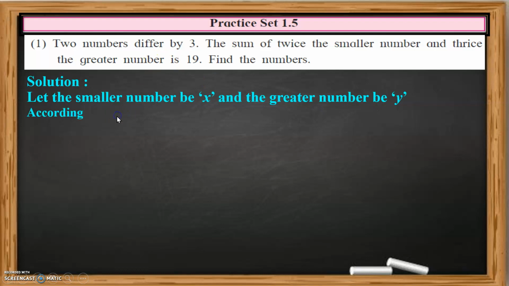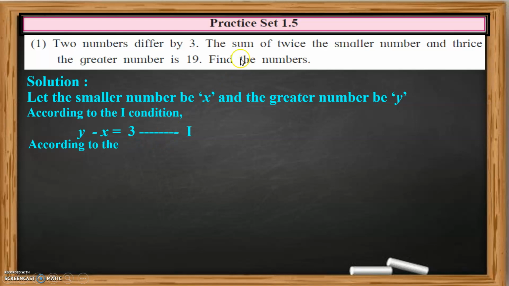So according to the first condition, what is the difference given? It is given that two numbers differ by 3. Differ by 3 means the difference between the two numbers is 3. How do you find the difference? By subtracting the smaller number from the greater, or greater number minus the smaller number will give you the difference. So let's write the difference. The greater number, which is y, minus the smaller number, which is x, is equal to 3. This is your equation number 1.